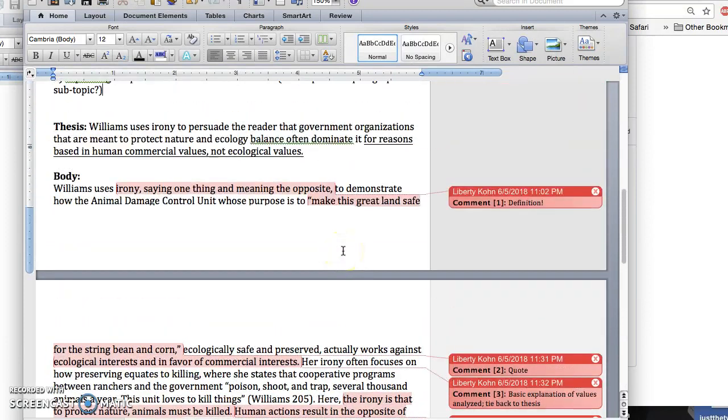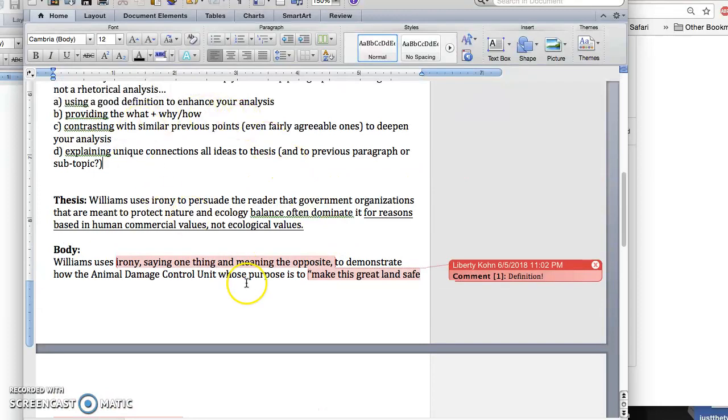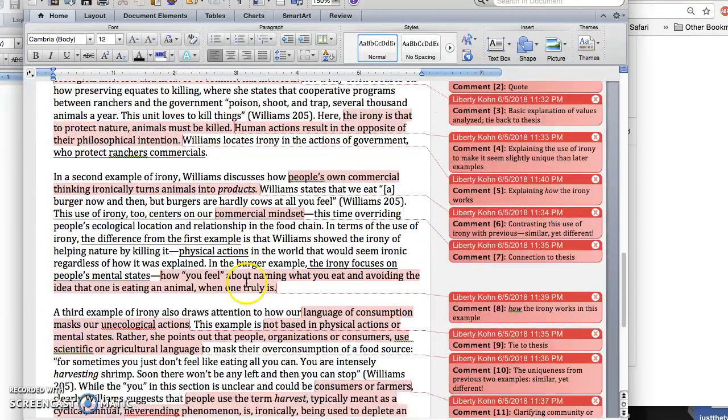So we don't have time to go through all of this, but please do read through this. You will see all of these moves I'm looking for outlined and appearing in each paragraph here. Thank you.